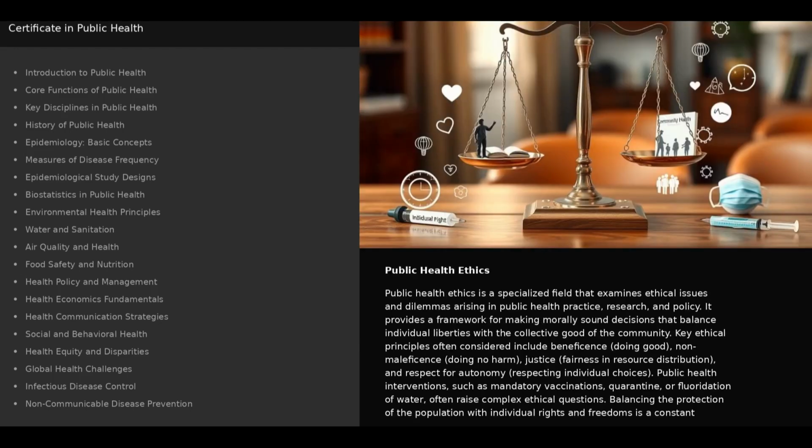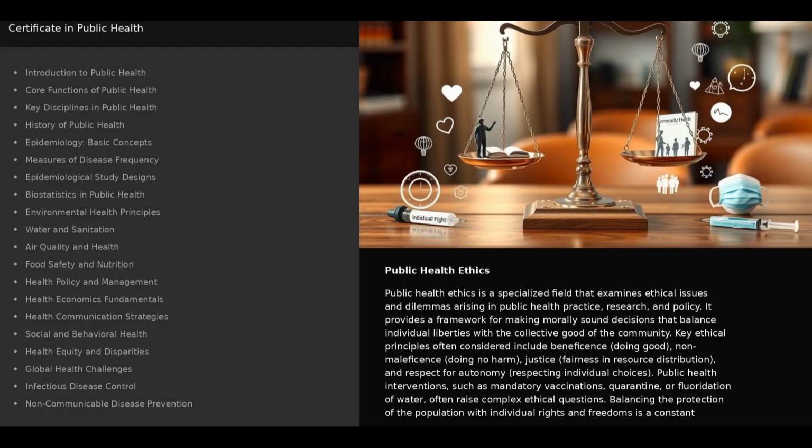Public health ethics. Public health ethics is a specialized field that examines ethical issues and dilemmas arising in public health practice, research, and policy. It provides a framework for making morally sound decisions that balance individual liberties with the collective good of the community. Key ethical principles often considered include beneficence, doing good; non-maleficence, doing no harm; justice, fairness in resource distribution; and respect for autonomy, respecting individual choices.